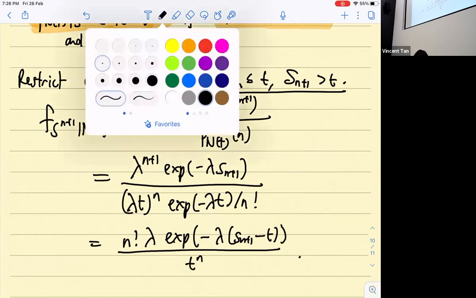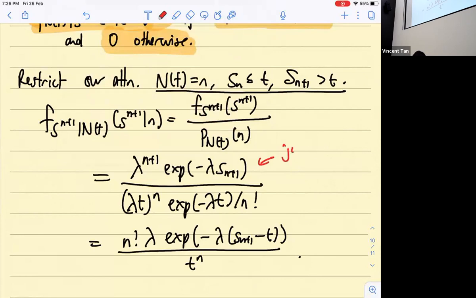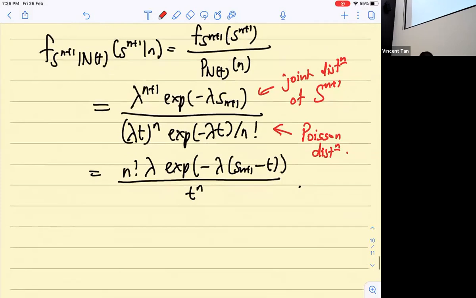Okay, so I just want to mention that this comes from the joint distribution of the vector S_{n+1}, and this comes from the Poisson distribution that we proved last time. So I'm not going to belabor the points. Here to here is algebra.